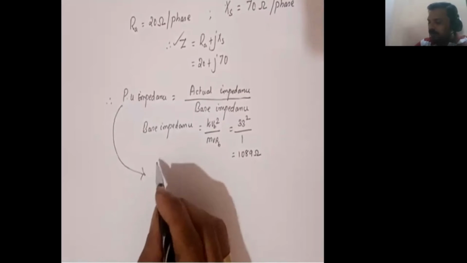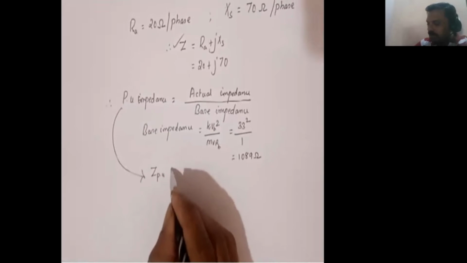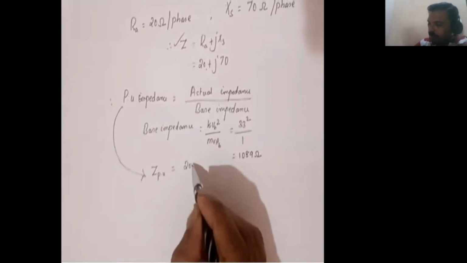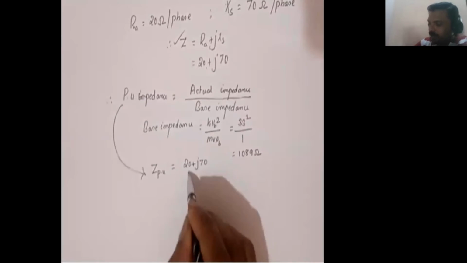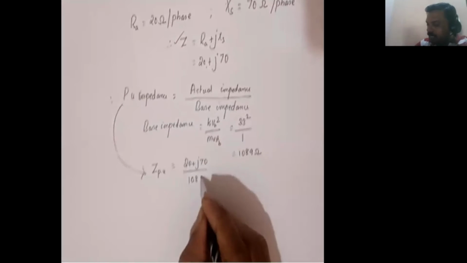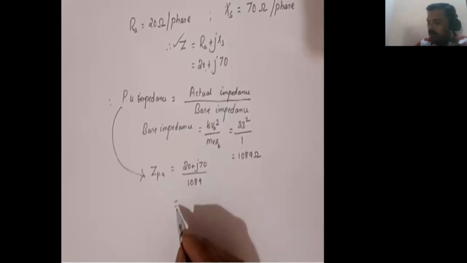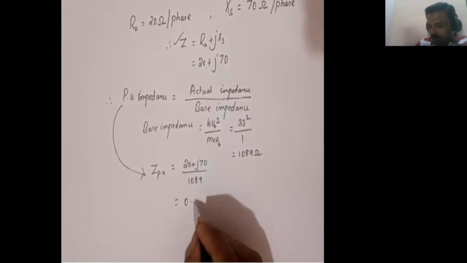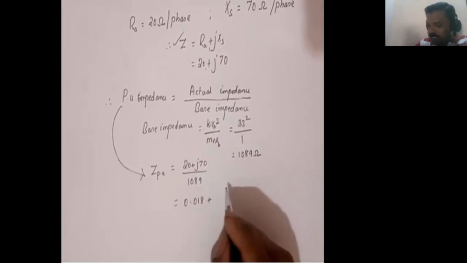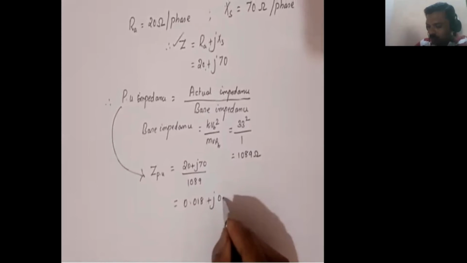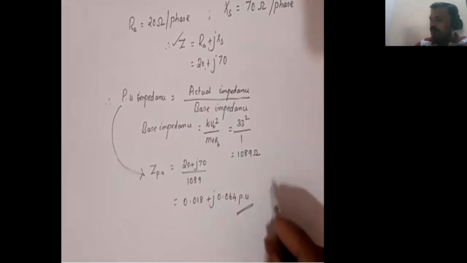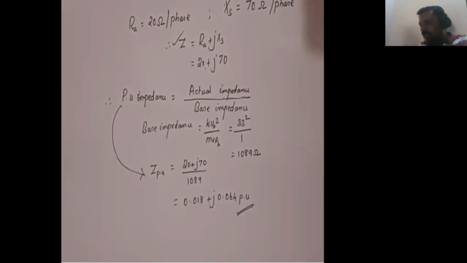Then per unit value is equal to actual impedance, 20 plus j70, divided by base impedance. Base impedance is the calculated value 1089. 20 divided by 1089 is 0.018, plus j 70 divided by 1089, 0.064 per unit. This is the per unit impedance of the given component, the generator.